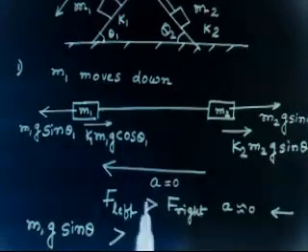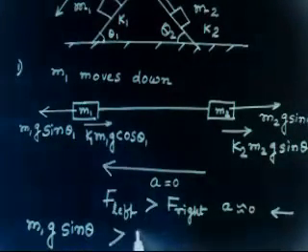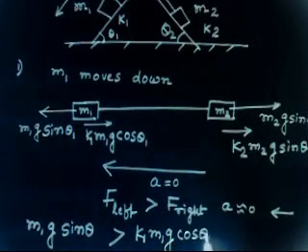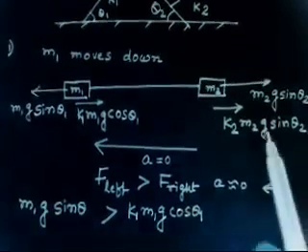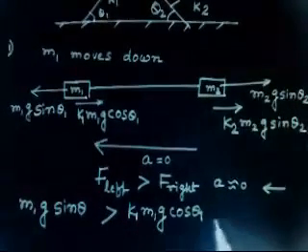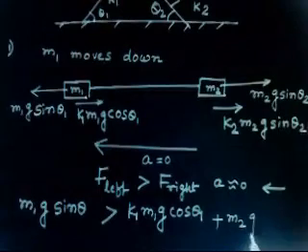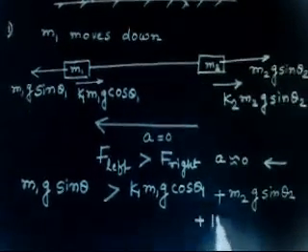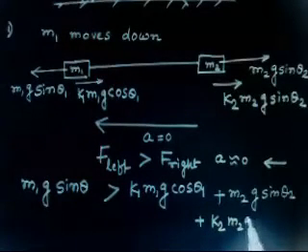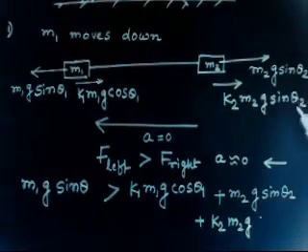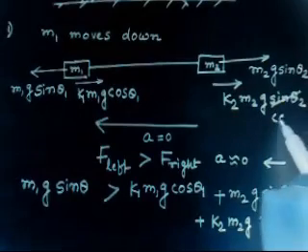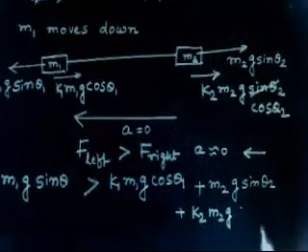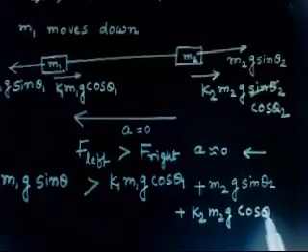This should be greater than force, right. The forces are K1 M1 G cos theta 1. This is one force, and this is also in the system, plus M2G sin theta 2 plus K2 M2G. This should be cos theta 2 because this is the normal reaction. So this is cos theta 2. Are you getting? So this should be K2 M2G cos theta 2.